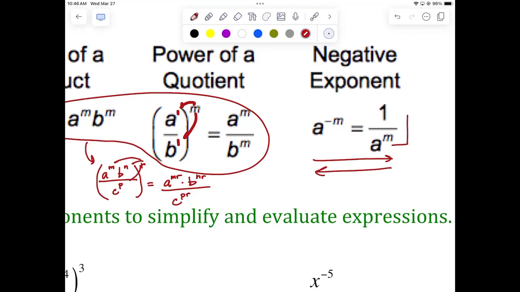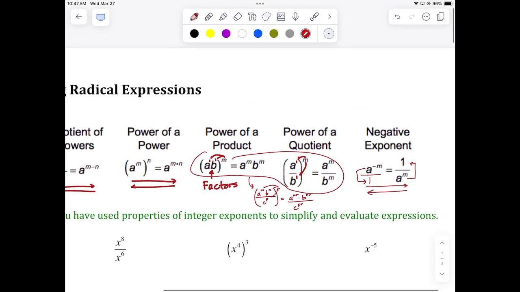If you simply want to take a factor from high to low or low to high, all you got to do, if you put that over 1, all you got to do is change the sign of the exponent. Bring a factor from low to high, bring a factor from high to low. All you got to do is change the sign of the exponent. If it's positive, it becomes negative. If it's negative, it becomes positive. Okay, so what rule is missing that you would add?